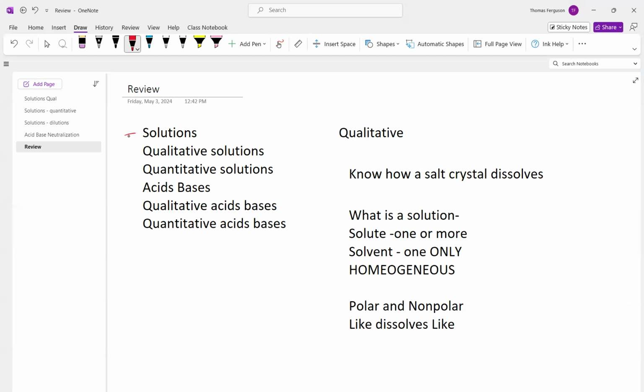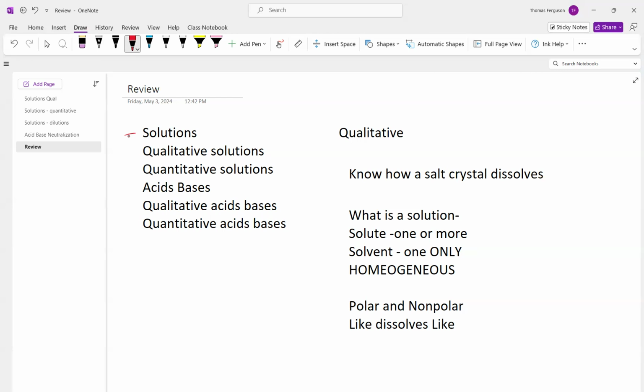Okay. Now, know how a salt crystal dissolves. I'm going to talk about that in a second here. But first of all, what is a solution? You've heard this word a lot. Normally, when people think of solution, they think of a water solution, like salt in water, sugar in water, coffee in water. I always think of water, but a solution is not limited to just water. A solution is two components minimum, a solute and a solvent. There's only one solvent, and whatever is minor to that, quantity-wise, is called the solute.